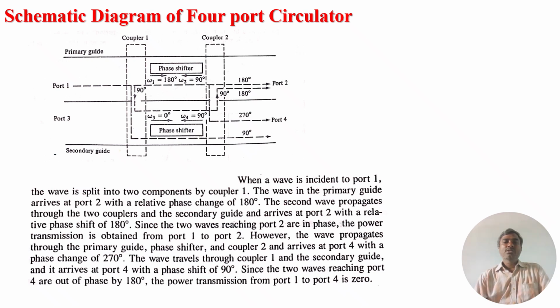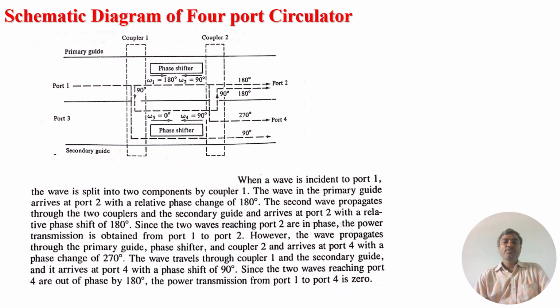The thickness of the wall is made to provide a 90-degree phase shift whenever the signal crosses from the primary waveguide to the secondary waveguide, and similarly from the secondary waveguide to the primary waveguide. Each waveguide also has one phase shifter which provides different amounts of phase shift in the forward direction as well as in the reverse direction. The phase shifter in the primary waveguide provides a 180-degree phase shift in the forward direction and a 90-degree phase shift in the reverse direction. Similarly, the phase shifter in the secondary waveguide provides 0-degree phase shift in the forward direction and 90-degree phase shift in the reverse direction.